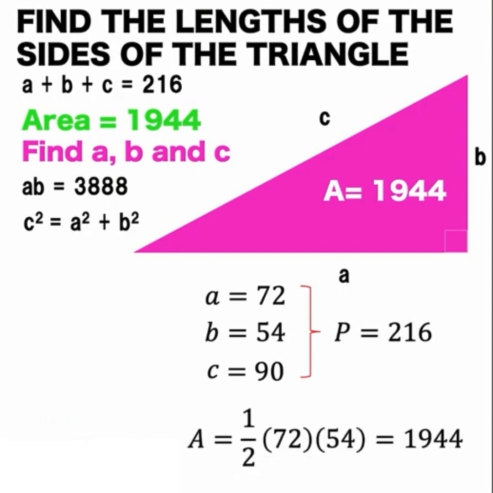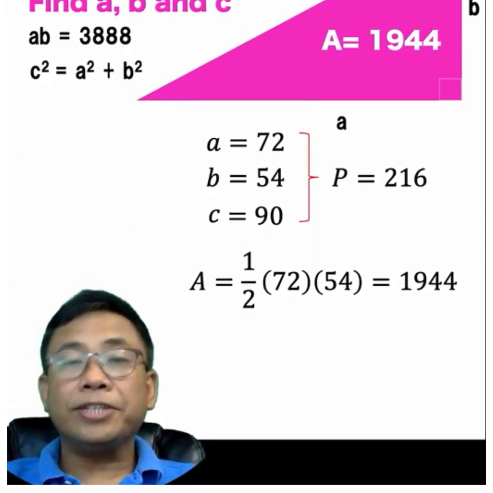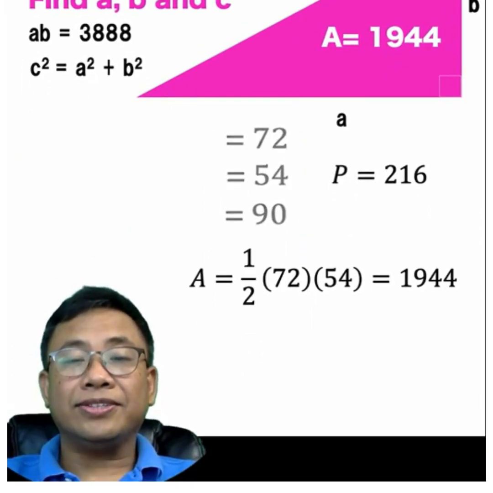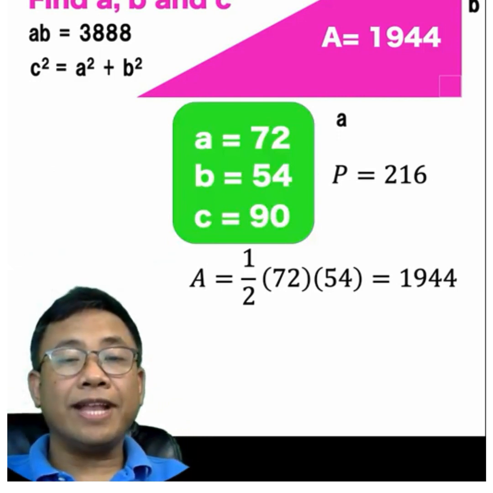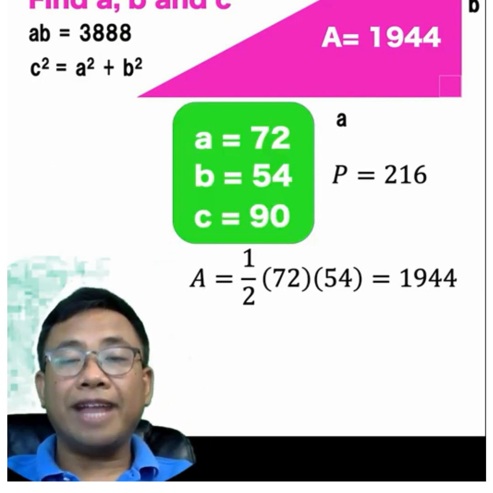And the area is equal to 1/2 times the base of 72 times the height of 54, and the result is 1,944, which is correct because it's given that the area is 1,944. And so this problem is now solved. The value of A is 72, the value of B is 54, and the value of C is 90.